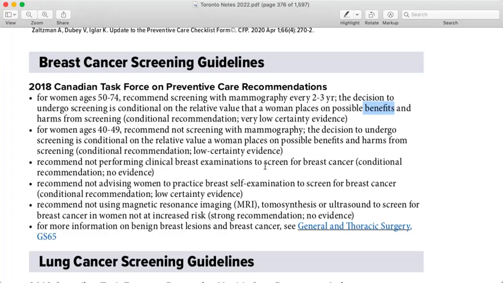So self-examination should be prohibited. They cannot do self-examination. Mammography is not done in 40 to 49 year olds, and MRI cannot be used, and then self-practice should not be advised. So it should be prohibited.